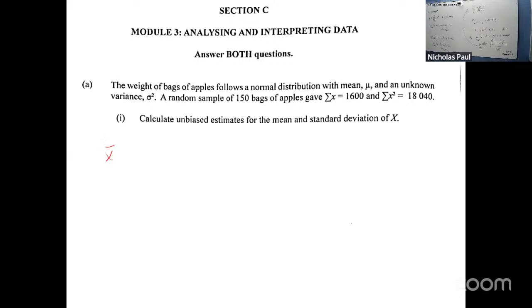Right, so you should have your X bar value. Your X bar value is the sum of X on n. So that'll be 1600 over 150. I've got a calculator today, so I'll do it. So I got 32 on 3, or like 10.66. And then they want the standard deviation, so I'll work out the variance first.